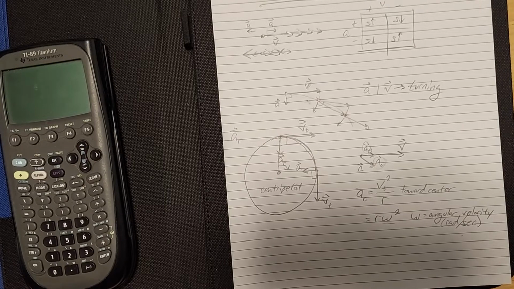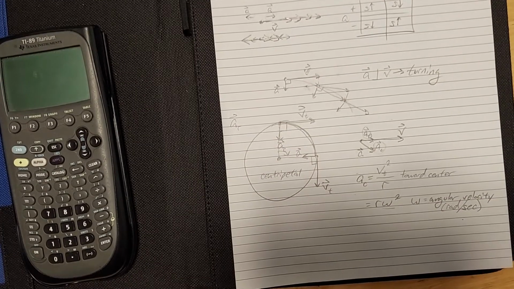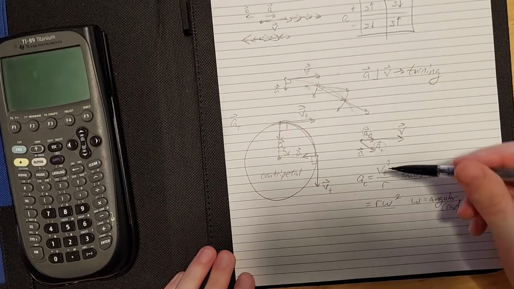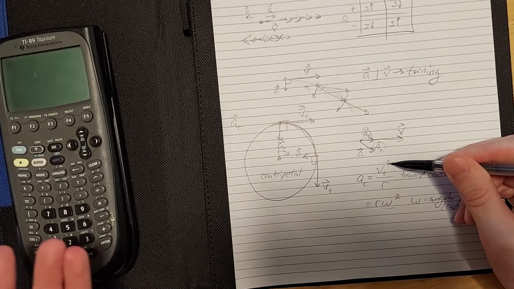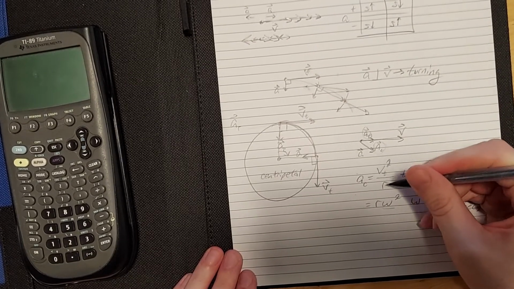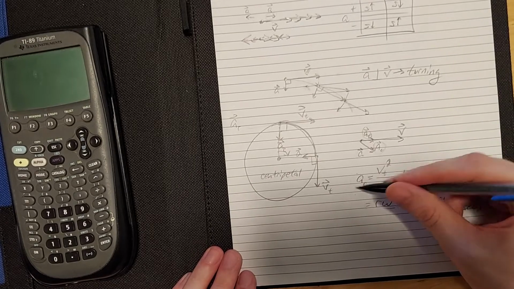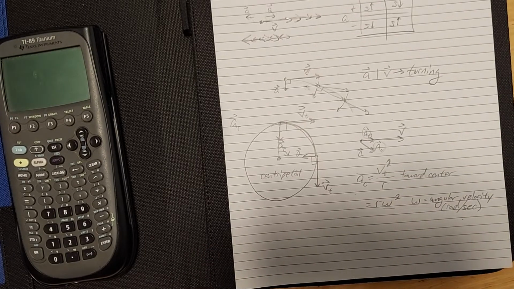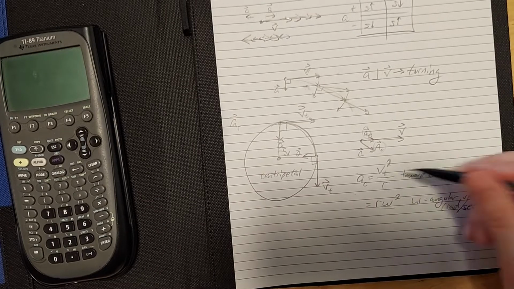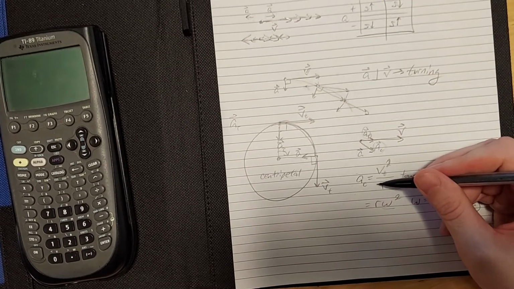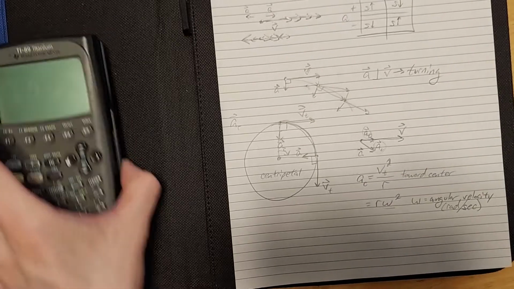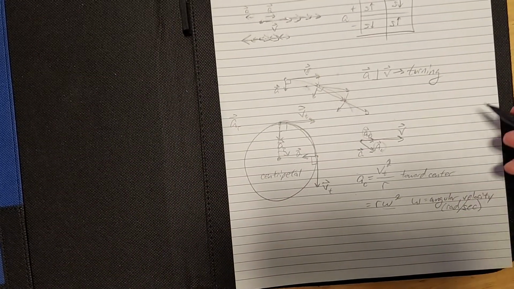So how would things vary here if we're talking about problems? Well, if you double your velocity, 2 squared is 4. If you keep radius the same, you have to quadruple your acceleration. If you double your radius while keeping your velocity the same, well, this is linear, so you just cut everything in half, so your centripetal acceleration is cut in half.